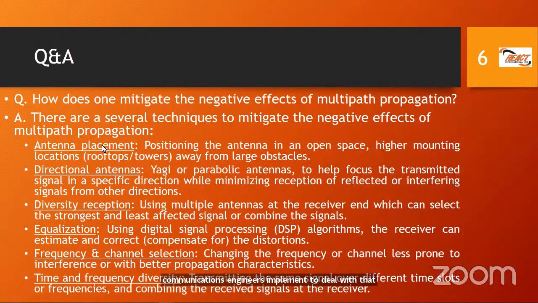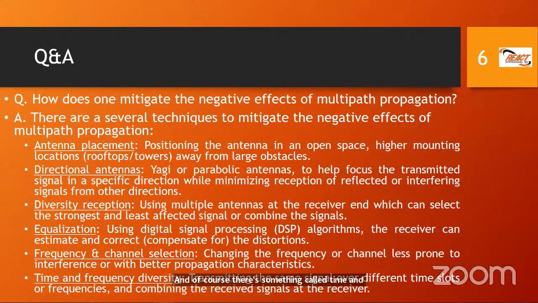So the placement of the antenna could be important. Maybe you put it a little higher so that there's a better chance of the direct signal being stronger or getting to the receiver. You can use directional antennas. There's something called diversity as well, where you have multiple antennas at the receiver end, and there's some logic inside that determines which is the best signal to use. Also something called equalization using DSPs, or digital signal processing. The receiver can use logic to compensate or correct for those distortions. You can change the frequency to one that is less prone to that. And of course, there's something called time and frequency diversity.